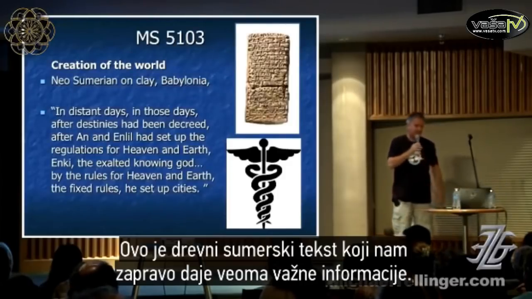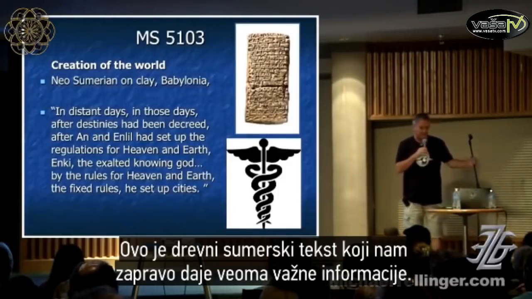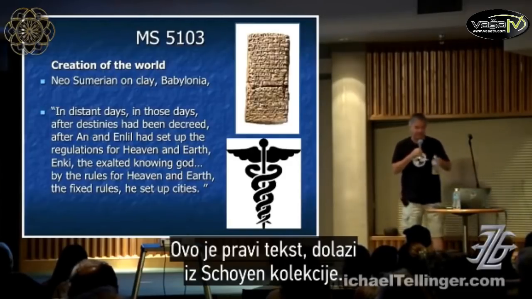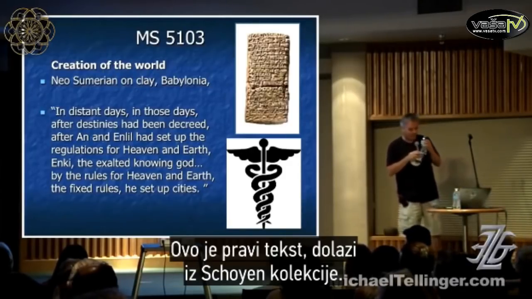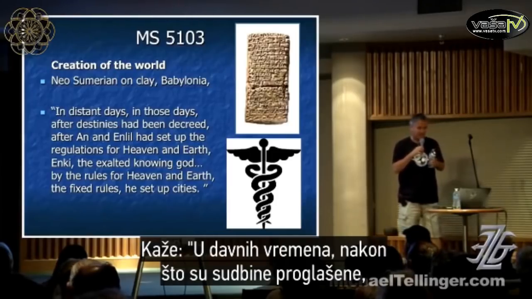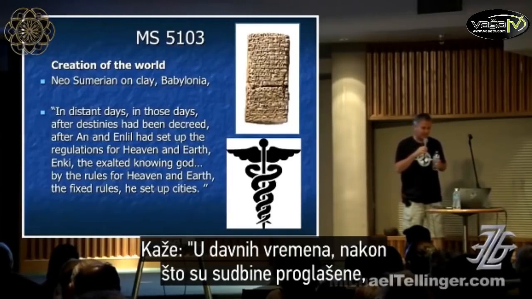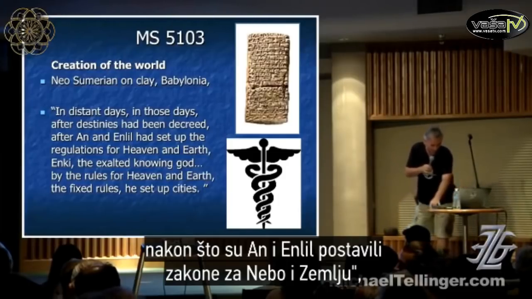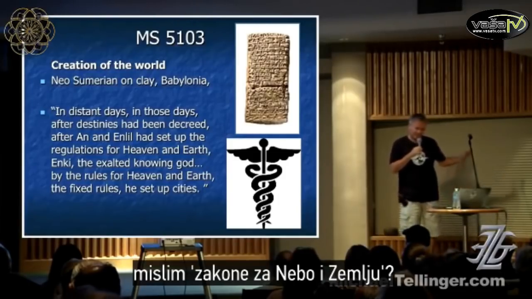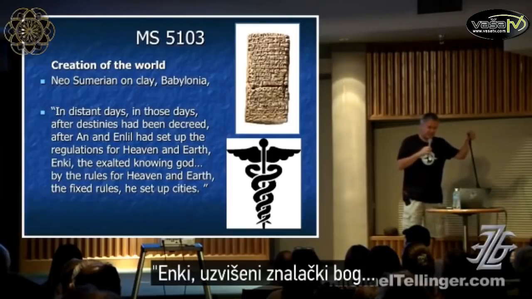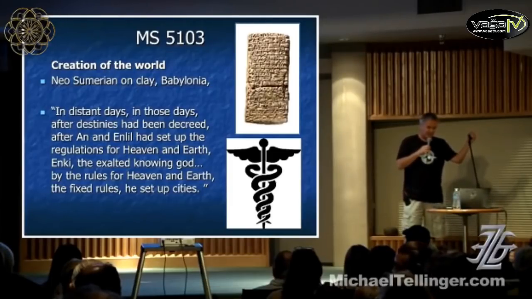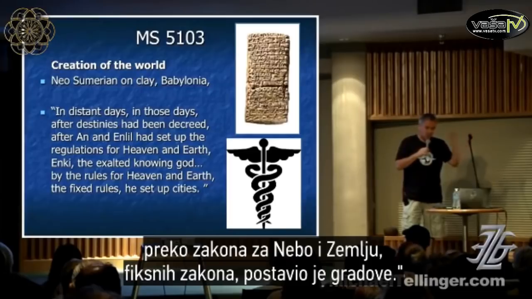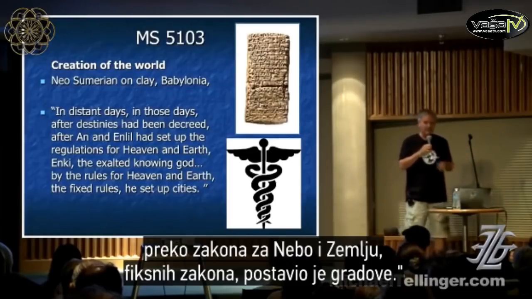And the ancients seem to build all these ancient sites on these nodal points and very powerful points on these magnetic grids. And this is an ancient Sumerian text that actually tells us a lot of very important information. This is a real text that comes from the Shoyan collection. And it says, in the distant days, in those days after destinies had been decreed, after An and Enlil had set up regulations for heaven and earth, and Enki, the exalted knowing God, by the rules for heaven and earth, the fixed rules, he set up cities.